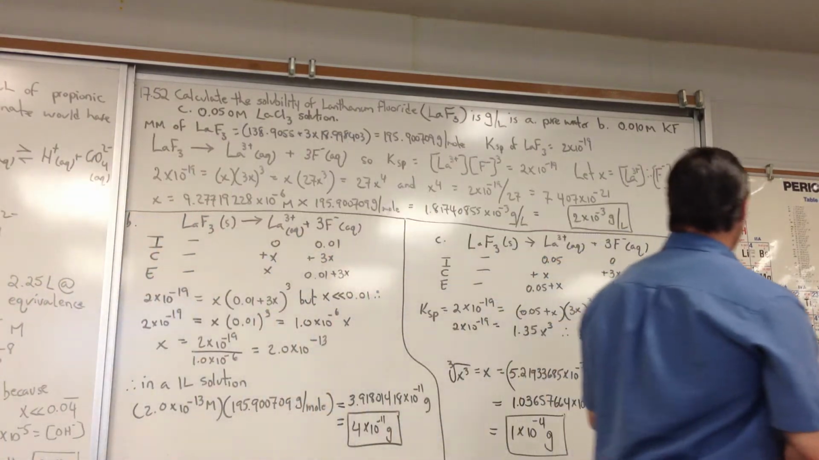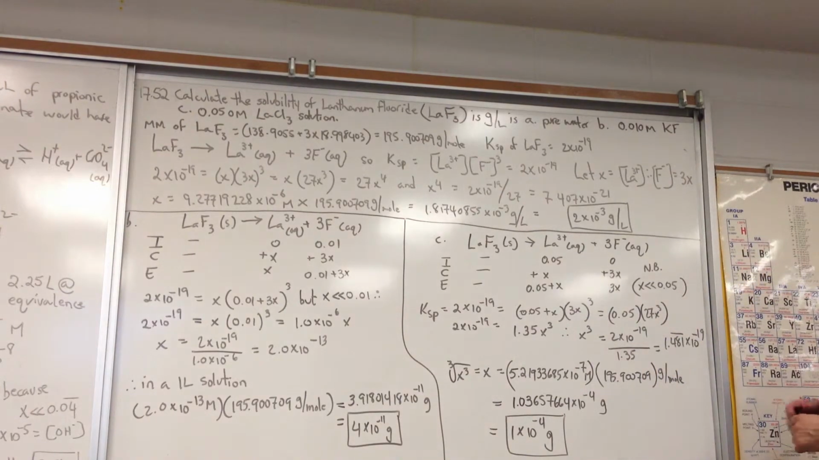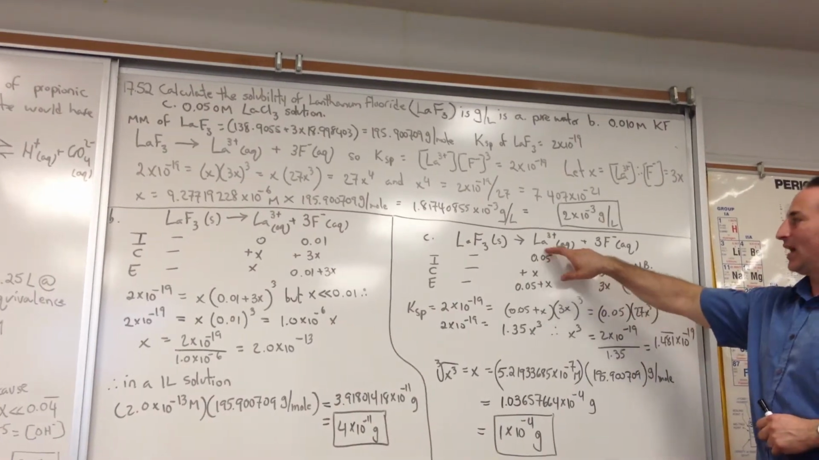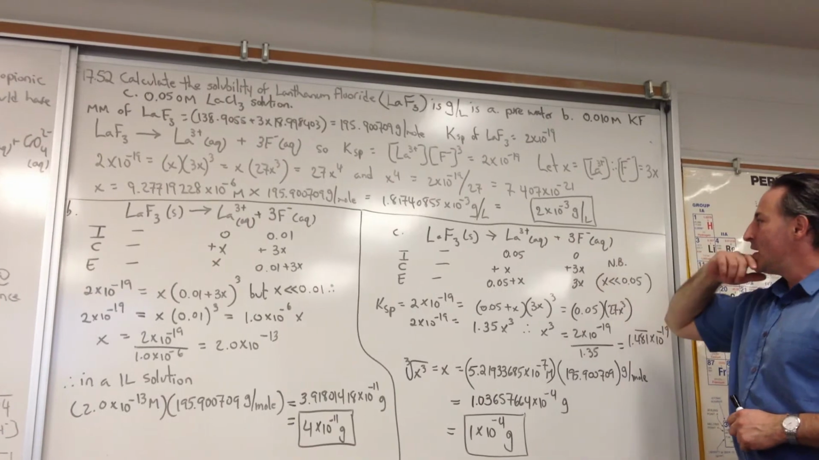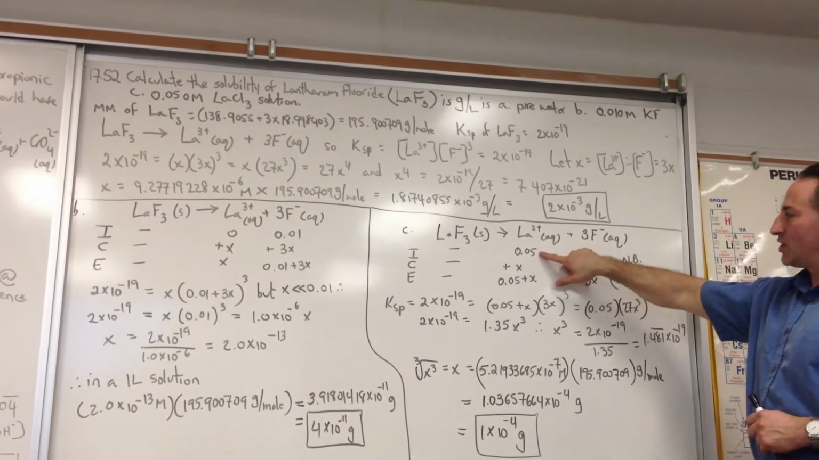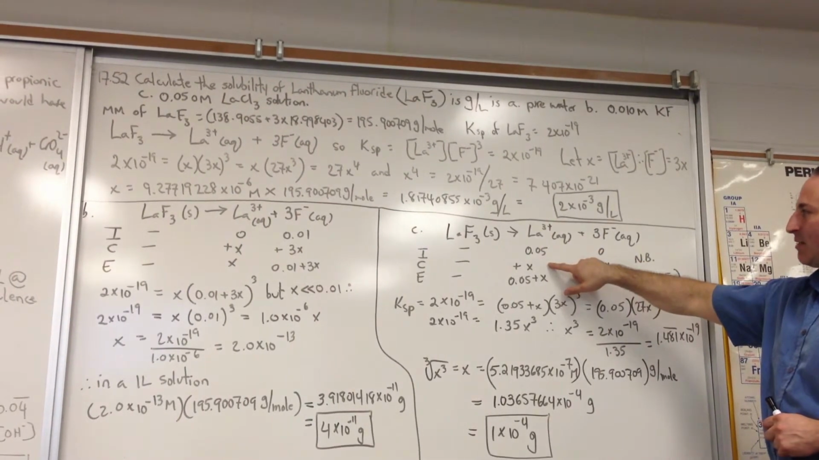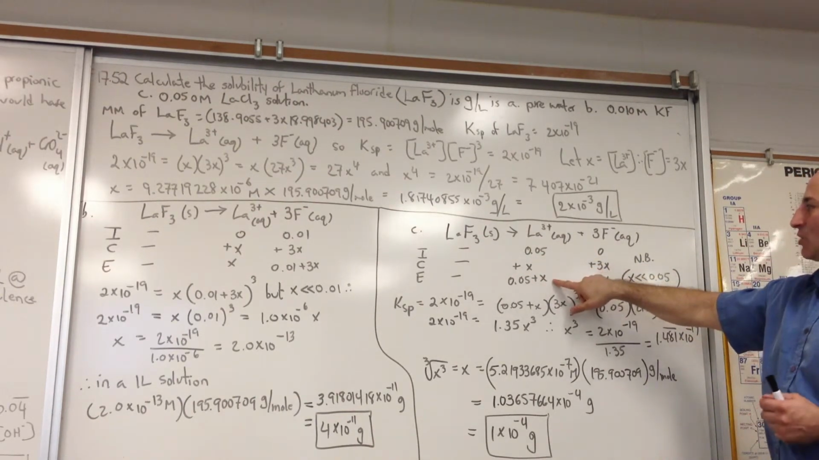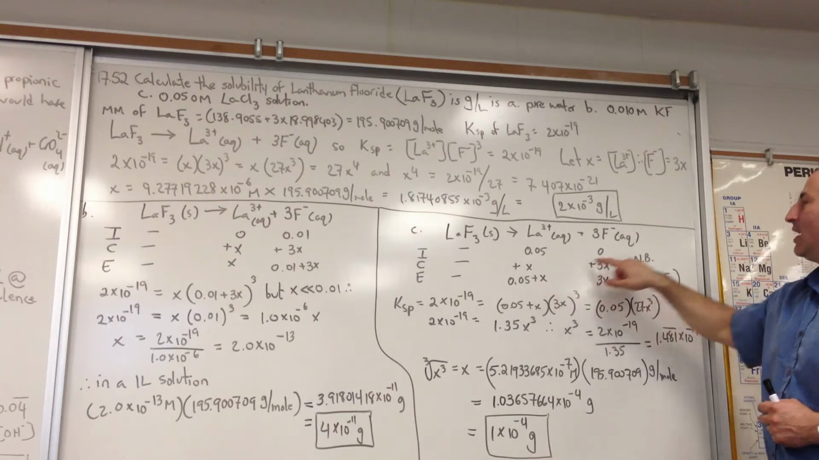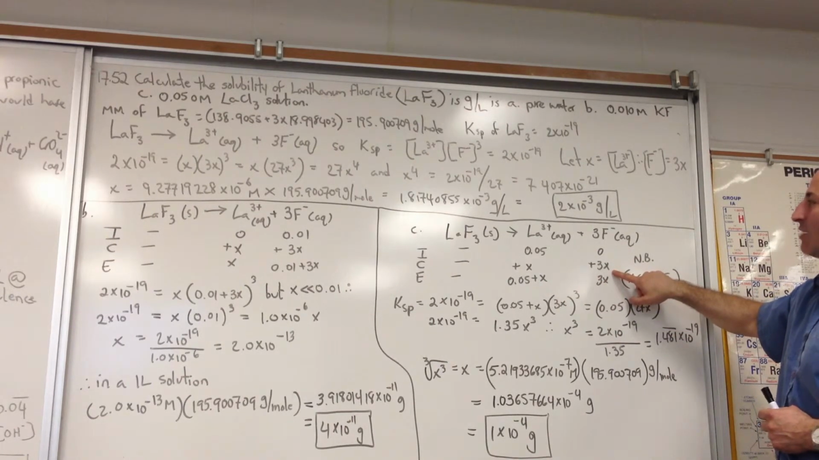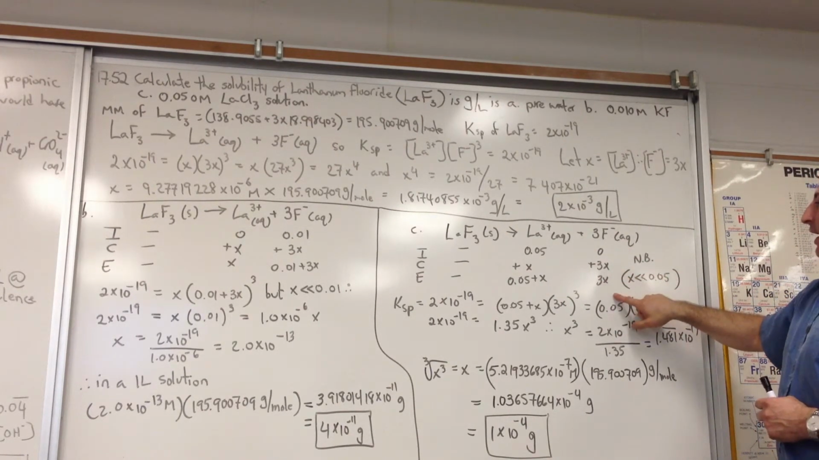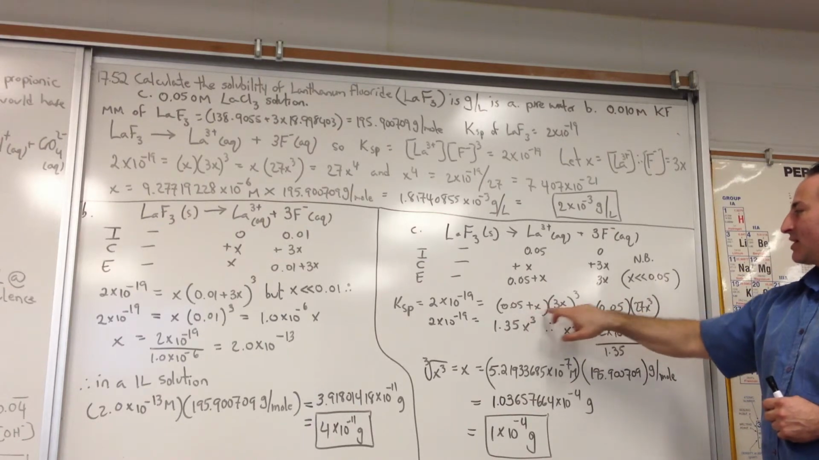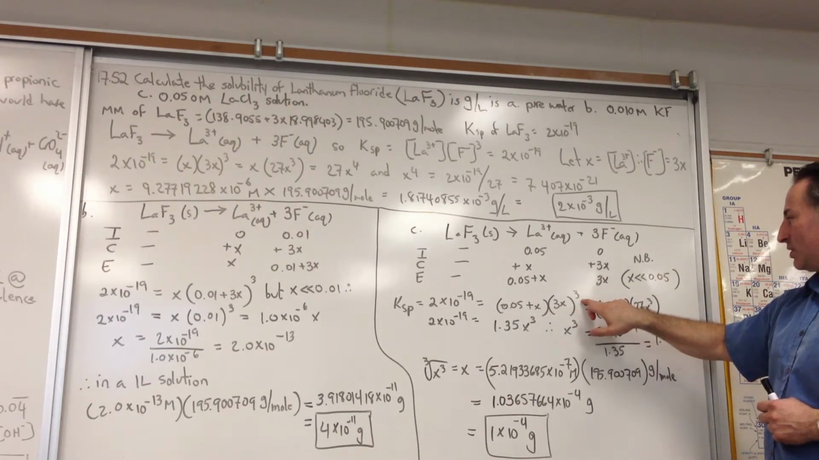In the third part of the question, we now have a different interfering ion. It's now the lanthanum that is in the way. Its concentration at the outset is 0.05. X amount of lanthanum dissolves further as a result of the presence of the lanthanum fluoride. So at equilibrium, we have 0.05 plus X. Again, the fluoride concentration is going to be 3 times higher. And at equilibrium, we have 0.05 plus X times 3X all cubed.